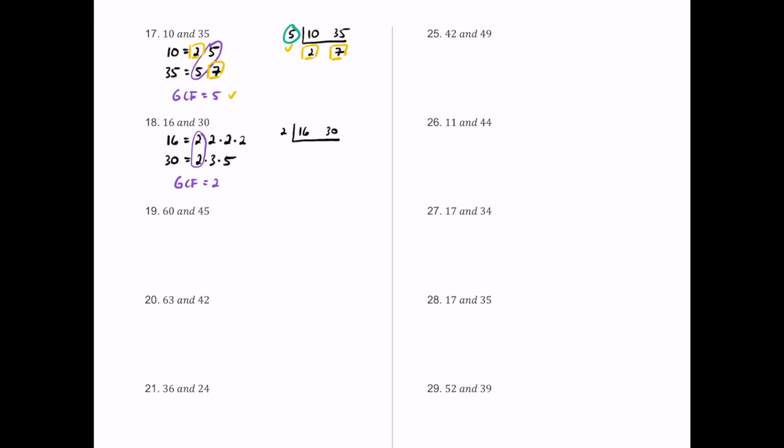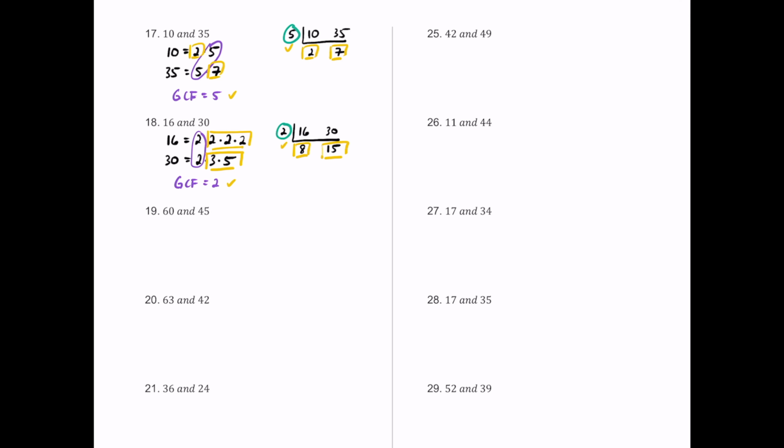For the ladder method, if we do 16 and 30, we should only find a 2 in common because we just did it using the prime factorization method. 2 times 8 is 16 and 2 times 15 is equal to 30. 8 and 15 have nothing else in common, so this 2 makes sense for the GCF. 2 times 2 times 2 does get us 8, and then 3 times 5 does get us 15.